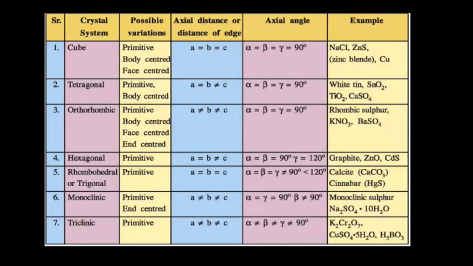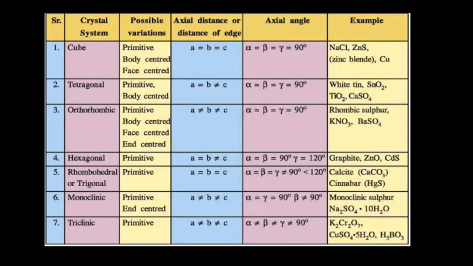Third, orthorhombic. Possible variation, primitive, body-centered, face-centered, end-centered. Axial distance, A is not equal to B, B is not equal to C. Axial angle, alpha is equal to beta is equal to gamma is equal to 90 degrees. Example, rhombic sulfur, KNO3, BaSO4.